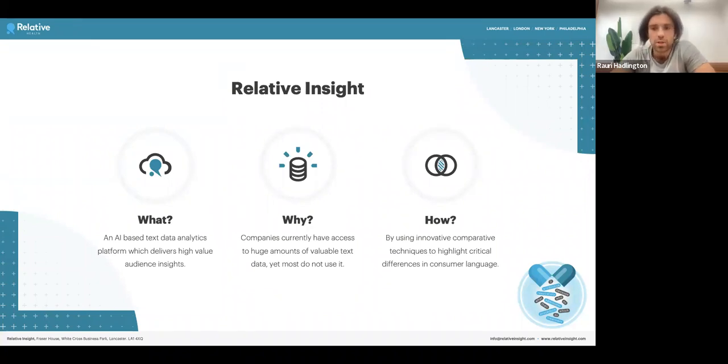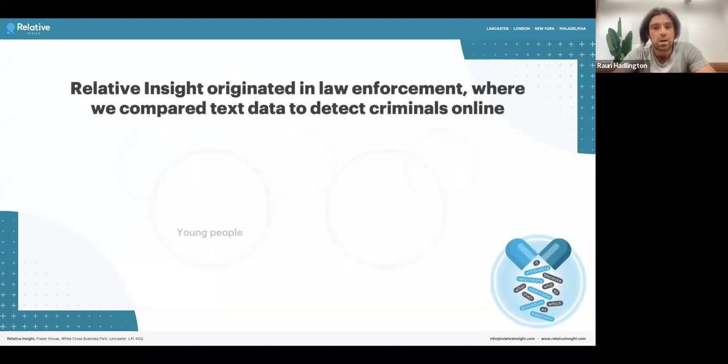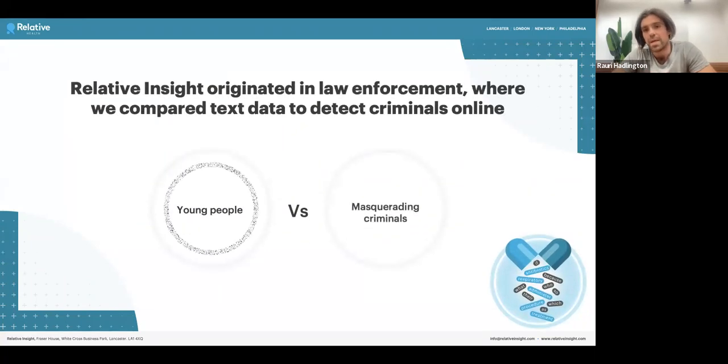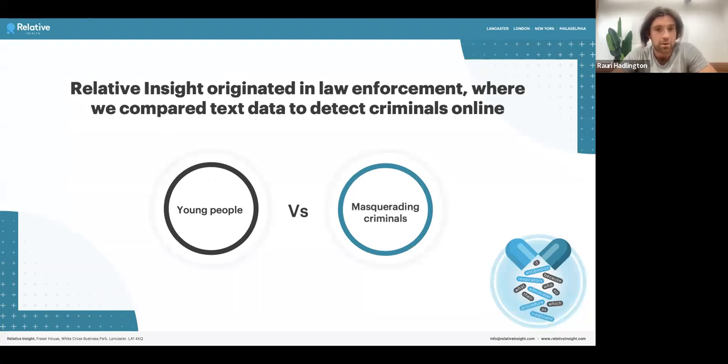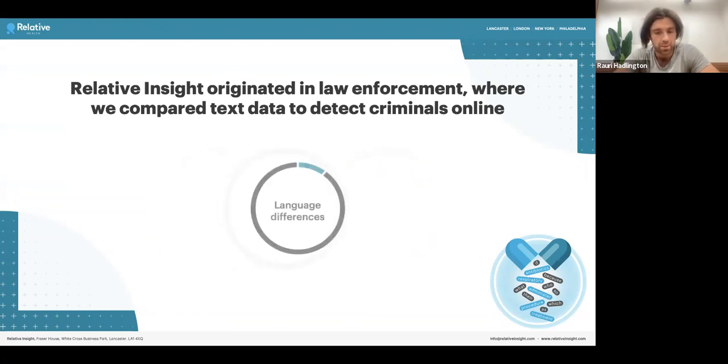And at Relative Insight, we use a unique comparative methodology in order to understand the differences between those text data sets. And to explain why comparison is such a valuable means of analysis, it's best to share our origin story. So Relative Insight originated in law enforcement, where we compared online conversations in order to understand the differences between young people speaking and masquerading criminals. And the way that we did that was that by comparing those two data sets, we were able to identify the very, very subtle differences between a child speaking in a chat room and an adult doing a very sophisticated impression of one. And through this, protect British children.